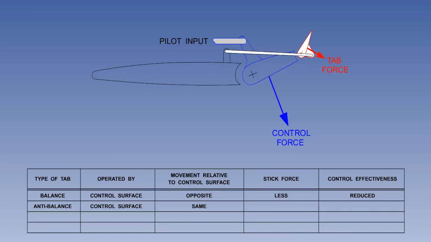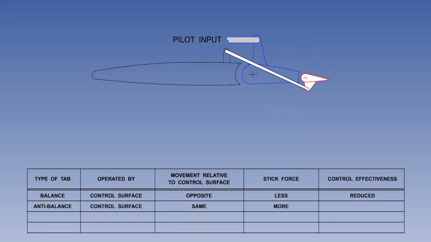Please note, the anti-balance tab is the only tab that moves in the same direction as the control surface. It is the aerodynamic force on the anti-balance tab acting in the same direction as the one on the control surface that increases the hinge moment, stick force and feel.